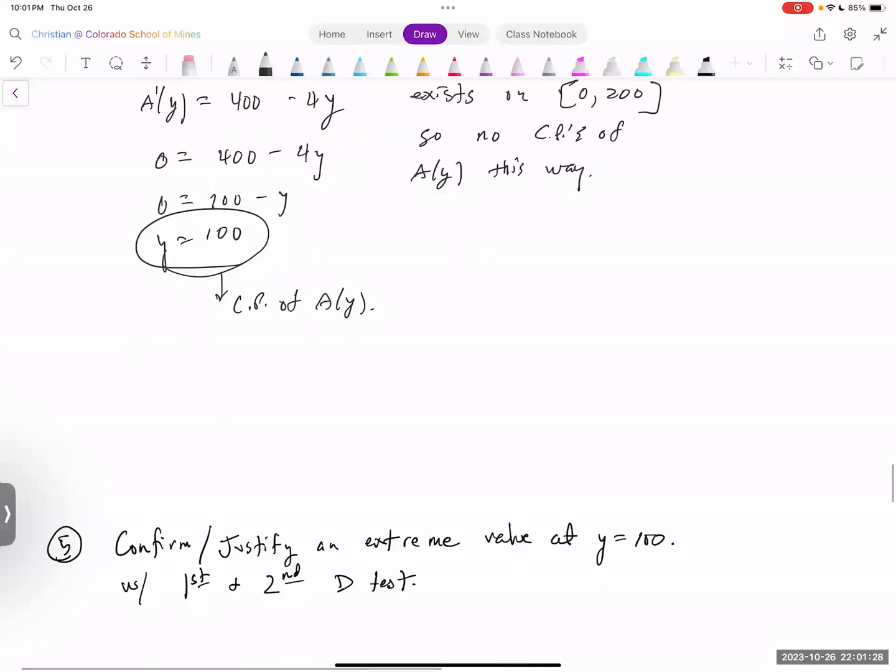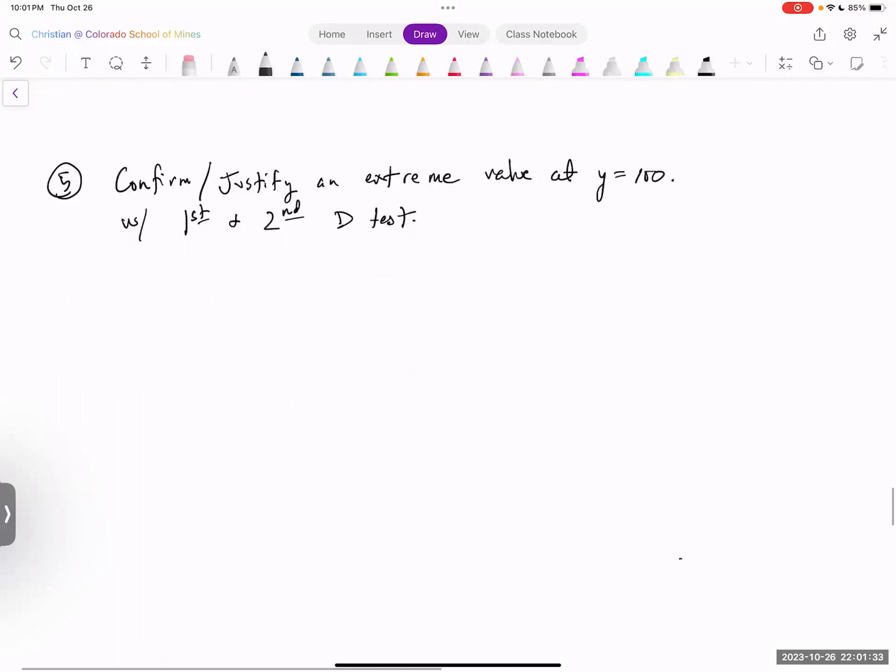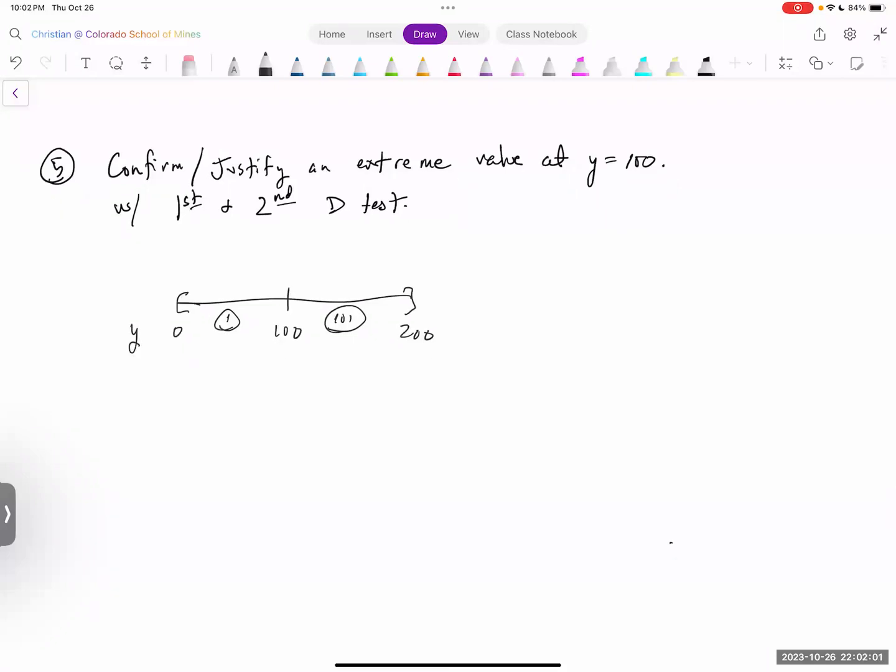And we can justify that with our first derivative test or our second derivative test. So if we did our first derivative test and we drew a number line and put down 0, put down 200 and put down 100 in the middle and picked a test value of, say, 1 in that interval, picked a test value of 101 in this interval, and we're going to test those into the first derivative. So those are y values. Then we've been writing A prime of y and A of y.